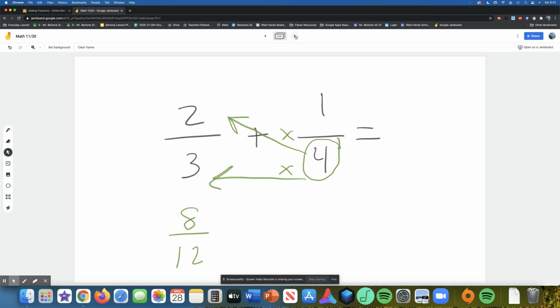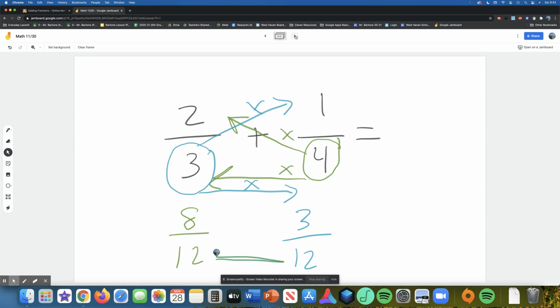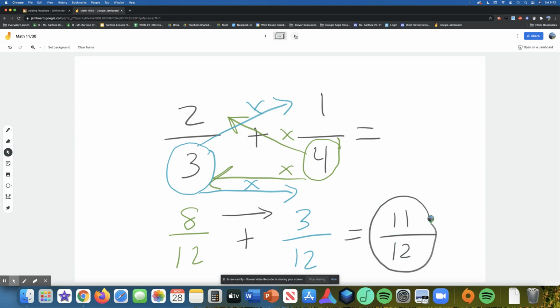And then again, I'm going to do the same thing going in the opposite direction. So 3 times 1 is 3. 3 times 4 we know has to be 12. So now again, we see we have our common denominators here, and we can add just like we did on the first problem. So we know 8 plus 3 is 11. Do we ever add the denominators when they're common? No. So we know that this 12 is going to be our new denominator for our answer.